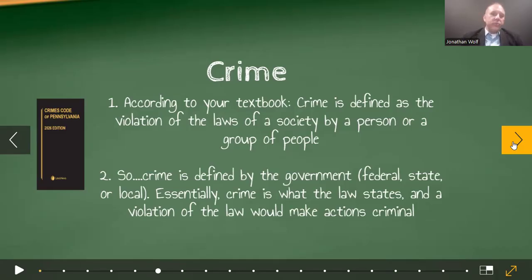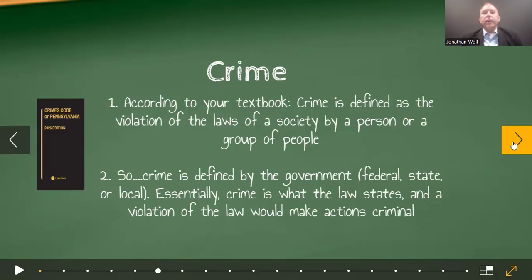So according to your textbook, crime is defined as the violation of the laws of a society by a person or a group of people. So somebody does something in violation of the law.